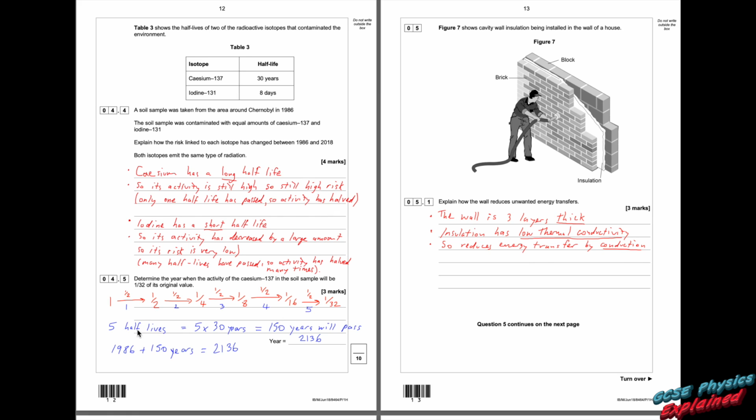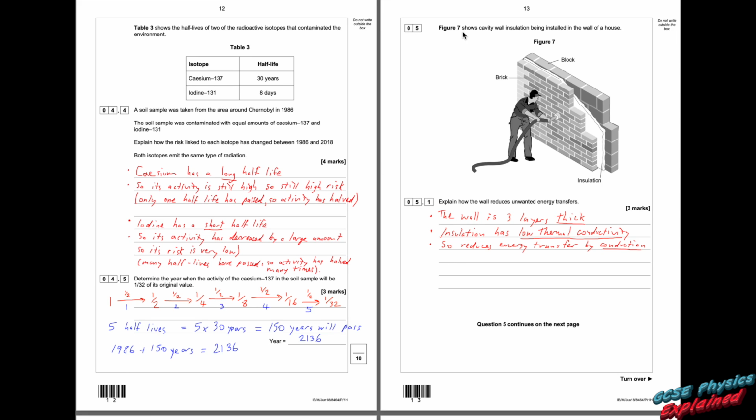Now, the half-life of cesium told us up here was 30 years. So we've had 5 half-lives, each half-life's 30 years, so that's 150 years will pass before the radioactivity is 1/32nd. So the original disaster happened in 1986. So if we add 150 years onto 1986, that gives us the year 2136. So that'll be the year when there's only a 32nd of its original value left.